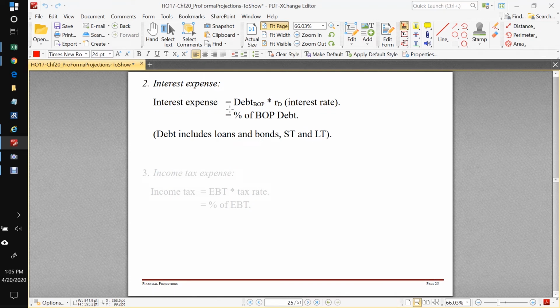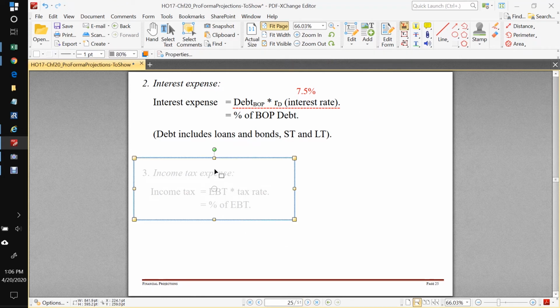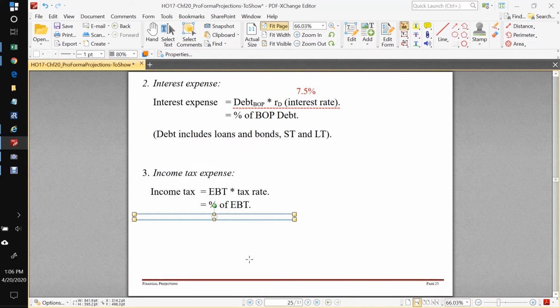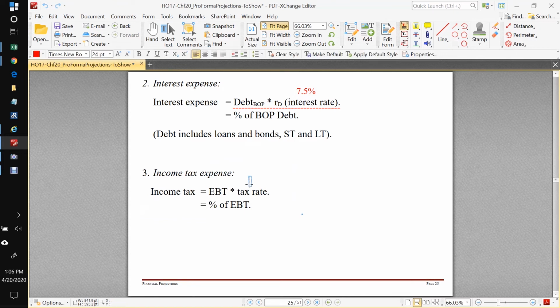Next up, we do have an accounting formula for interest expense, so we're always going to project forward using that. Interest expense is going to be debt at the beginning of the period times that RD interest rate, which is 7.5% for Sahali. You want to get that 7.5% if you don't have it already, including all the debt, all the loans, all the bonds, long-term, short-term. And then next up is income tax expense. We do have an accounting formula for that. Income tax is always earnings before tax times the tax rate, which for Sahali is 33%.